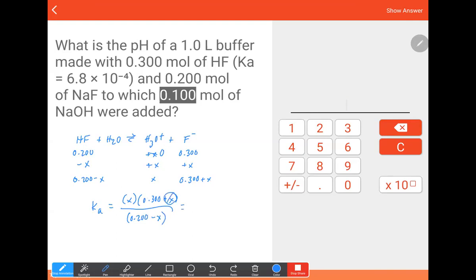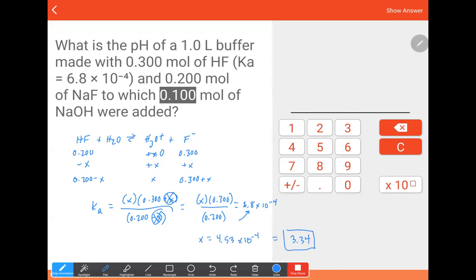I'm going to say my X is small. So X times 0.3 is equal to 6.8 times 10 to the minus 4th times my 0.2 that I'm bringing up here, and then dividing by 0.3. And so I get X is equal to 4.53 times 10 to the minus 4th. The negative log of that is 3.34.